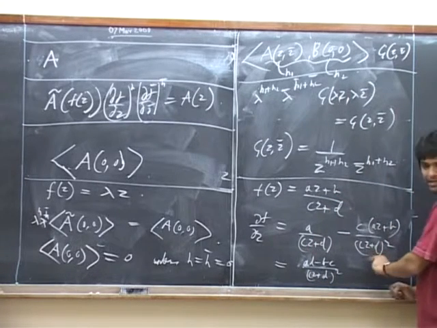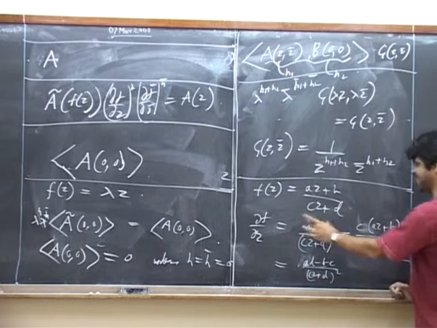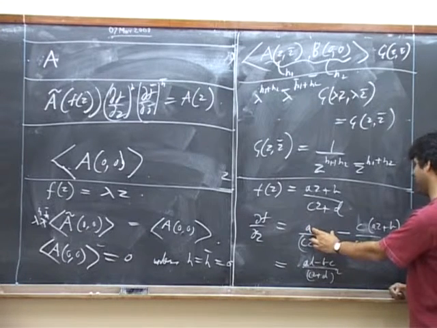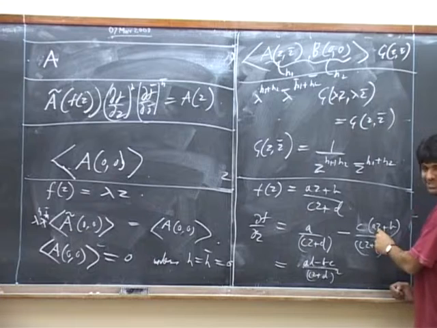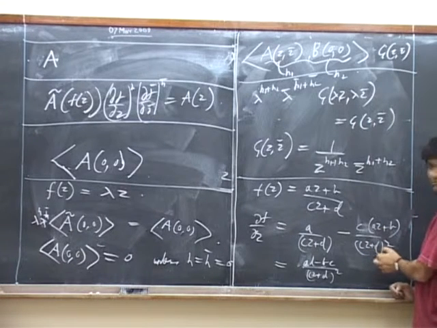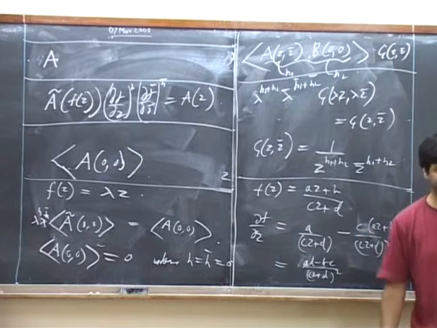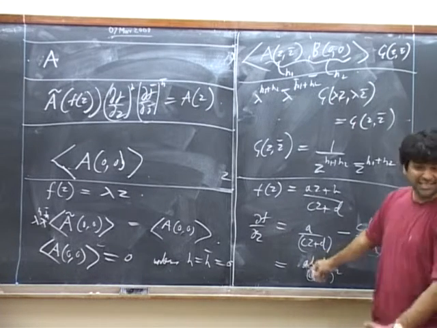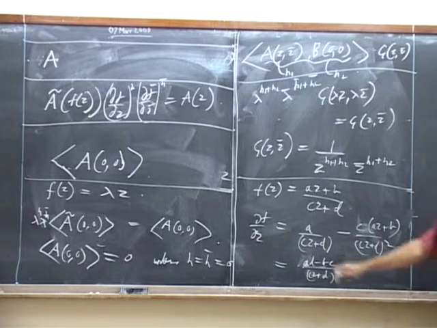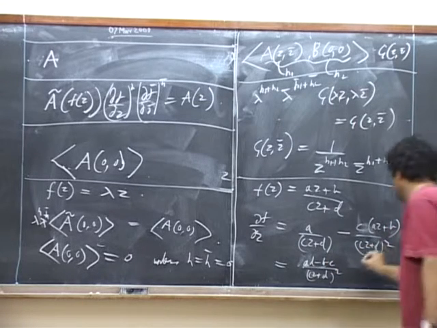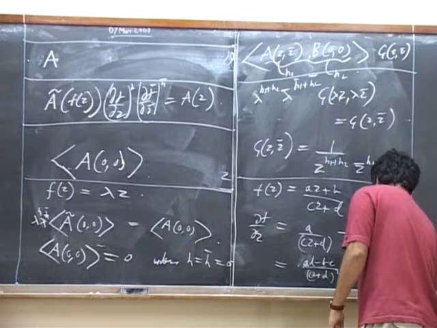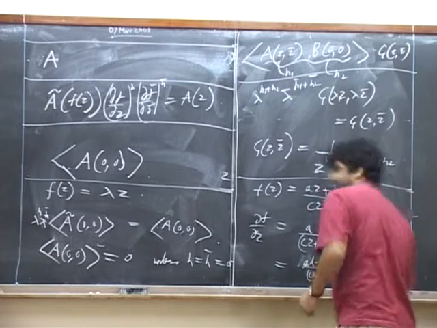Because of this term you get what I said. If you take the CZ plus D on this side, the ACZ term cancels, so only constants are left. The constants that are available are AD minus BC. But if you decide to use the convention such that AD minus BC is equal to 1, then this thing is equal to 1 over CZ plus D, the whole thing.